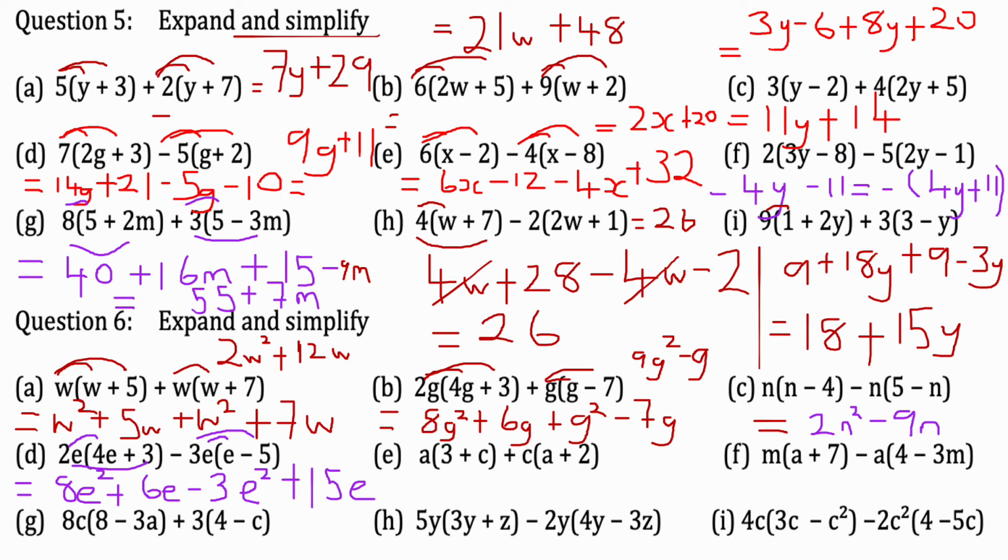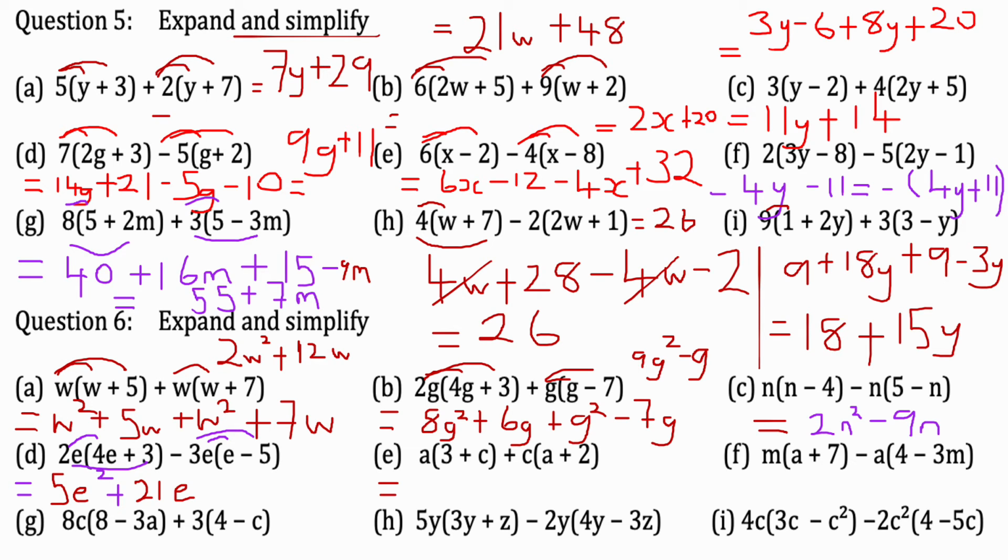Collecting your like terms, 8e squared take away 3e squared goes to 5e squared. So 5e squared, and 6e plus 15e goes to plus 21e, when you collect your like terms for e.